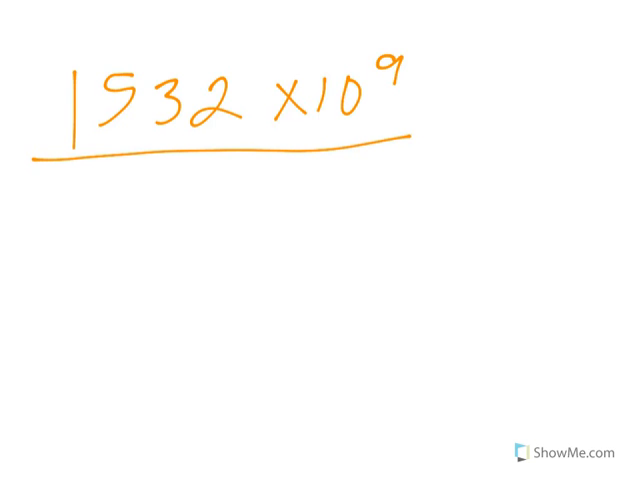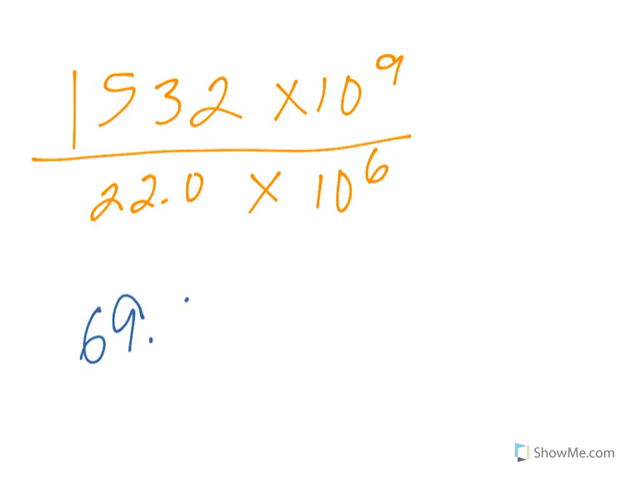We have billions, and we're dividing it by the population, which is 22.0 millions, and millions is 10 to the 6. Now, I know that these are not technically scientific notation, but work with me here. So if I take the billions and divide it by the millions, my initial answer is 69.636 times 10 to the third. We're talking in terms of money. We don't want scientific notation anyway.